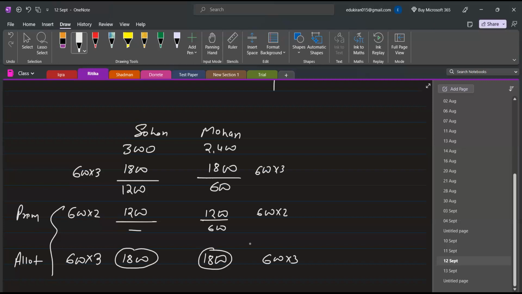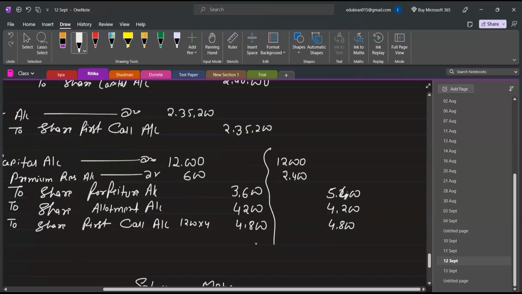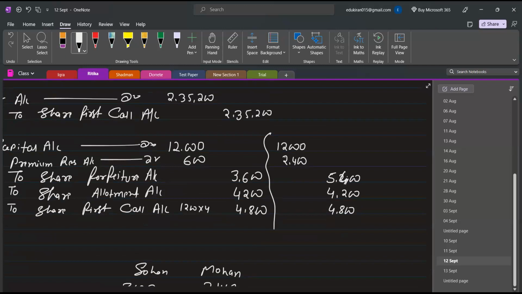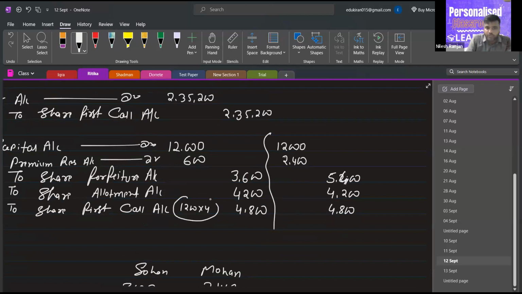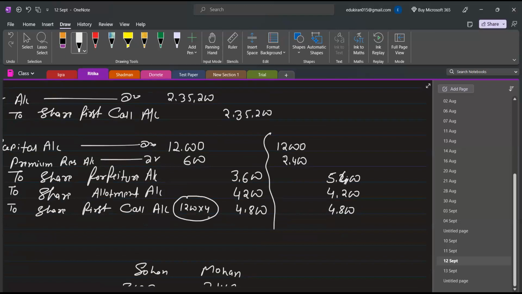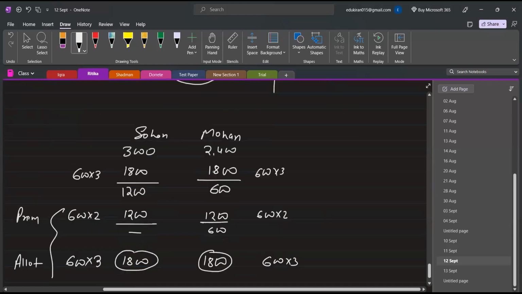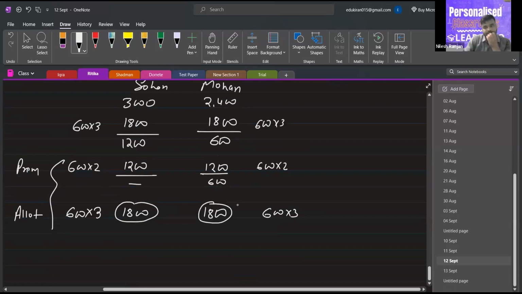So you can see I have written 4200 here. And in the first case, it is clearly 1200 into 4. There is no premium in this, so 1200. Is this clear? And premium not received is only 600. So this is our first case.